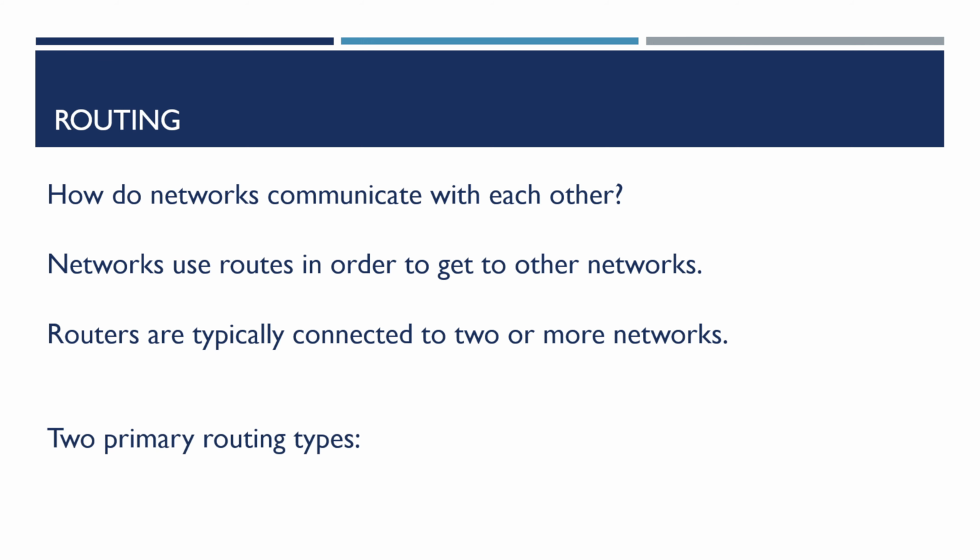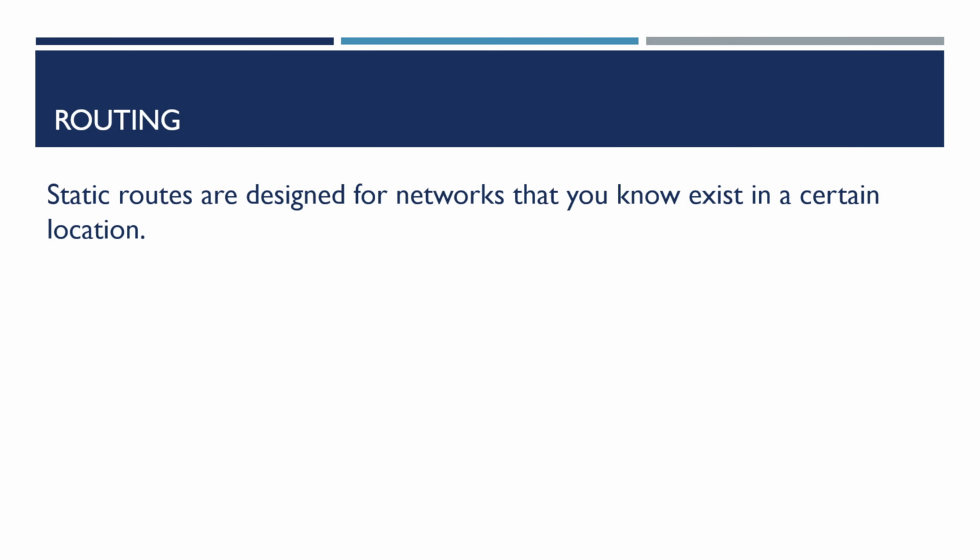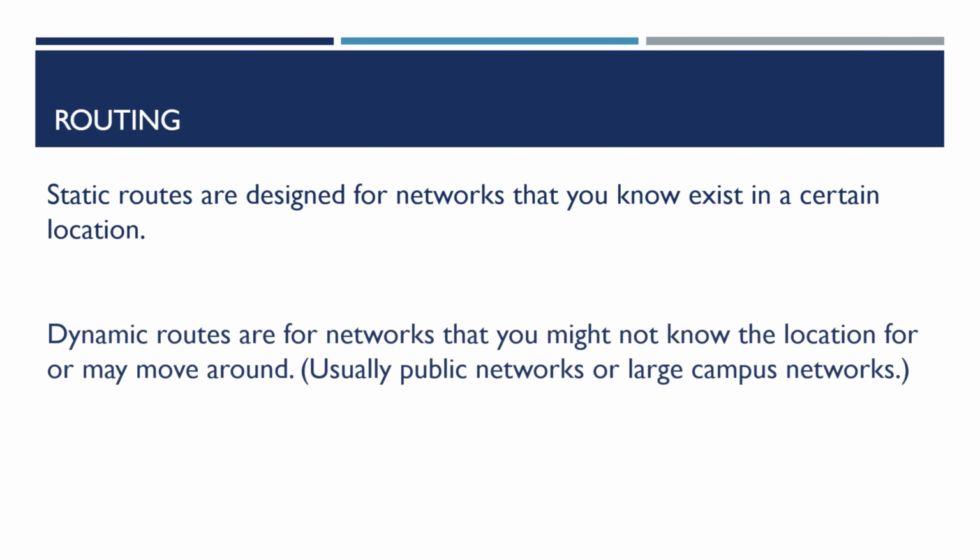There's 2 primary routing types, static and dynamic. Static routes are designed for networks that you know exist in a certain fixed location. Dynamic routes are for networks that you might not know the location for, or they might move around.